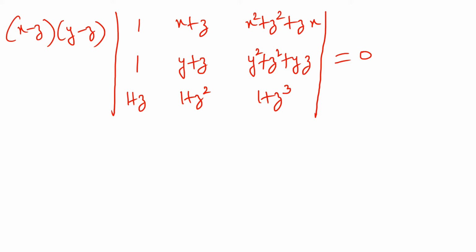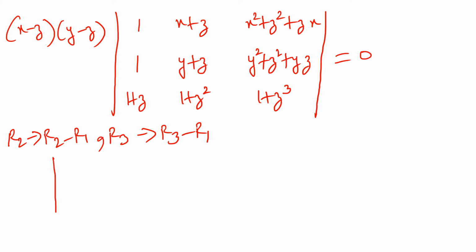Now, since we are given that x, y, z are all distinct, we can divide the entire equation by x minus z as well as y minus z. And to make this determinant simpler, we can perform the operations R2 tends to R2 minus R1 and R3 tends to R3 minus R1.